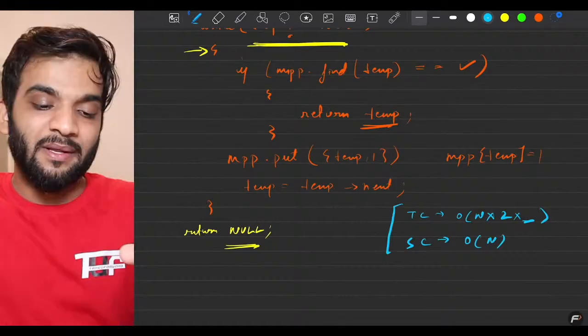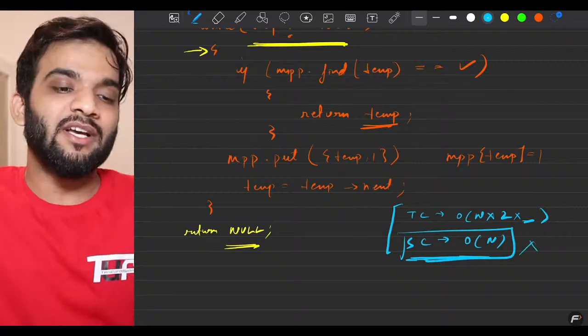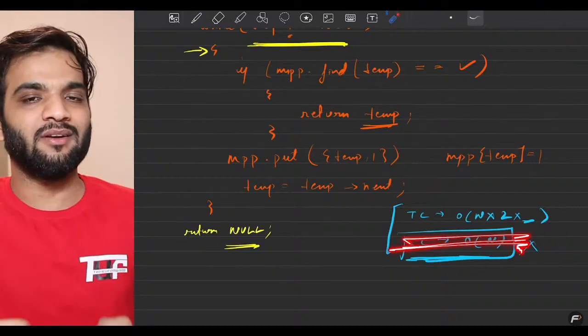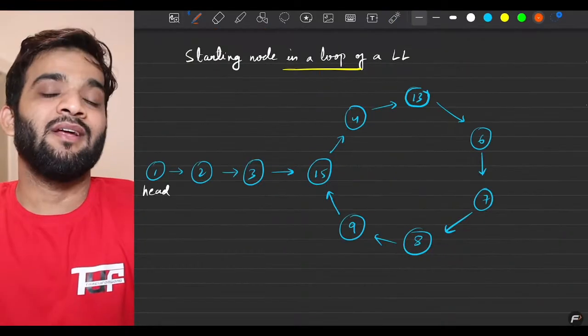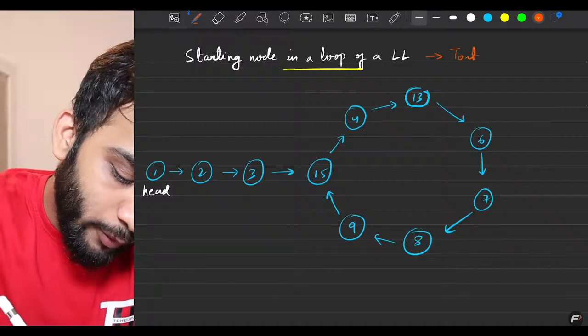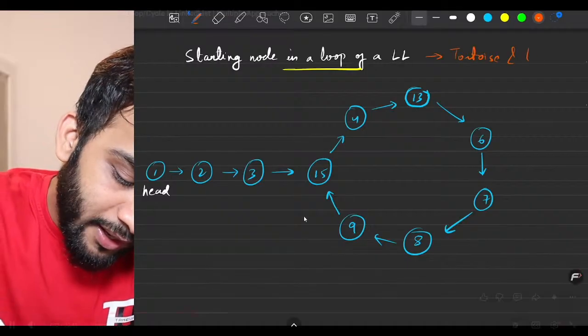This is where the interviewer will not be happy with this extra space, and he'll ask you to delete this extra space. Can you do it? So how can we optimize it? In order to apply the optimization, we have to use the tortoise and the hare algorithm.